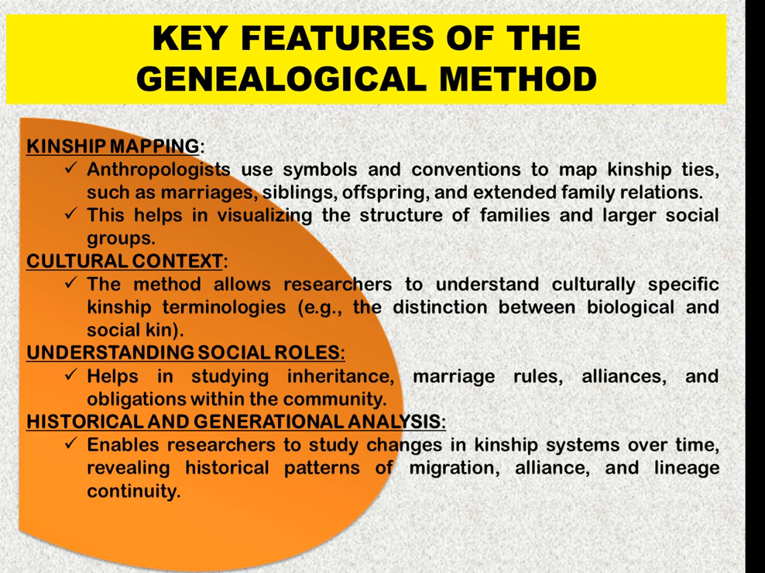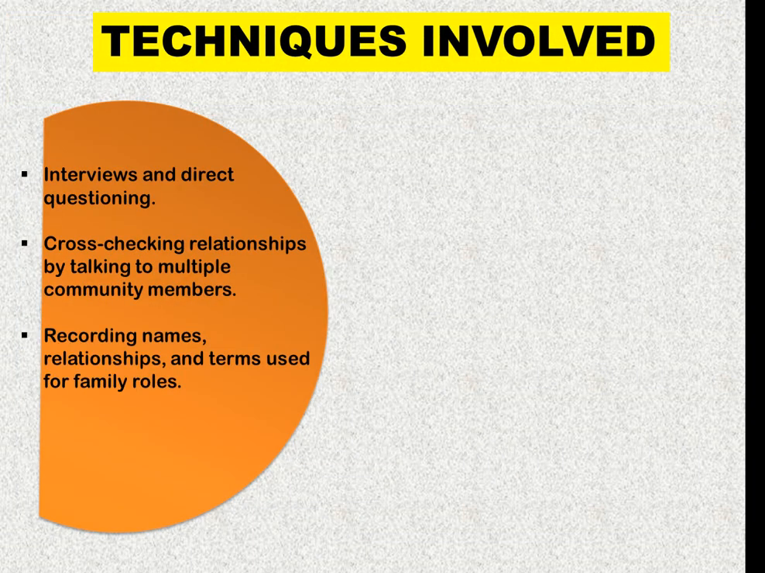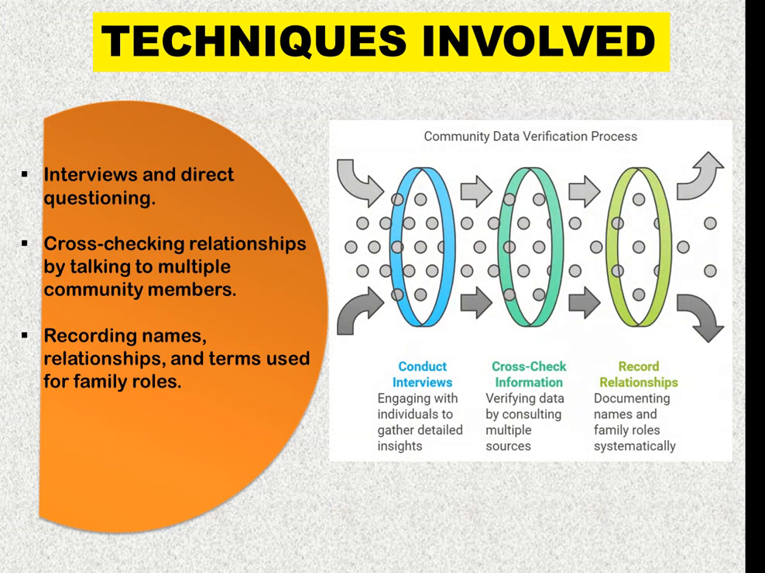4. Historical and generational analysis enables researchers to study changes in kinship systems over time, revealing historical patterns of migration, alliance, and lineage continuity. Techniques involved. Interviews and direct questioning. Cross-checking relationships by talking to multiple community members. Recording names, relationships, and terms used for family roles.